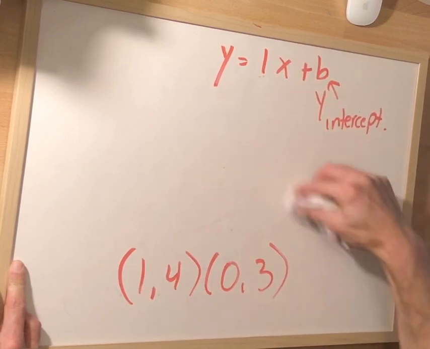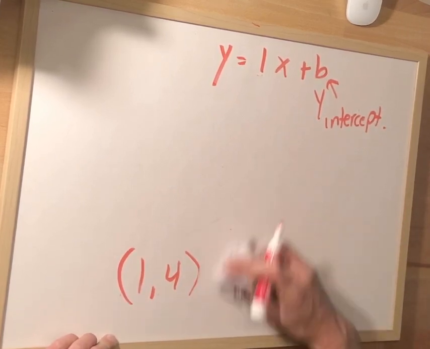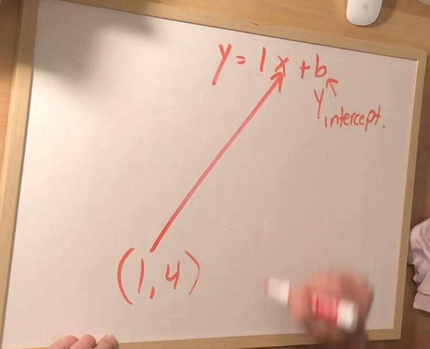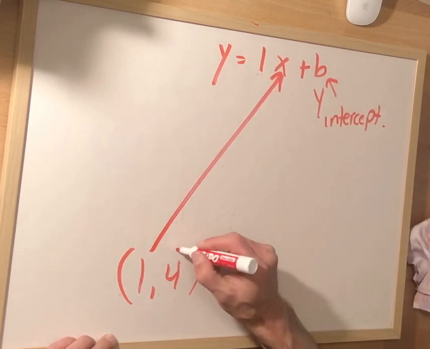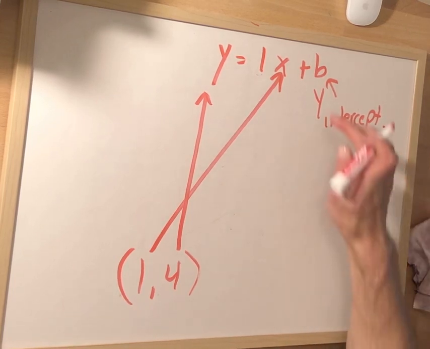Now you've got to find your y-intercept. You're going to take one of these coordinates. Let's use (1, 4). I'm going to plug a 1 into my x and 4 into my y to solve for my b.